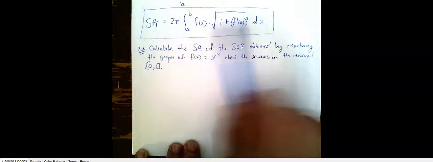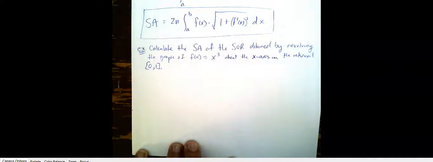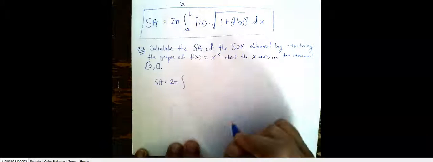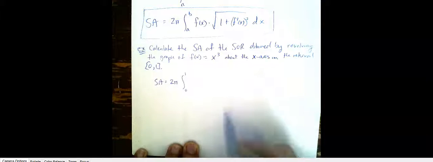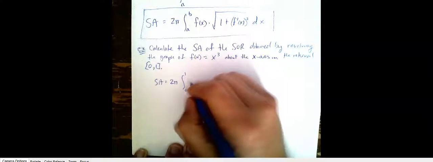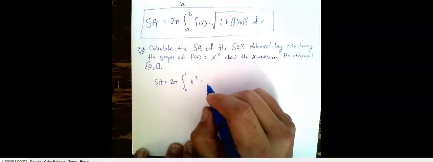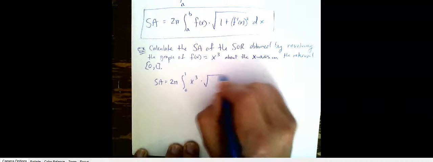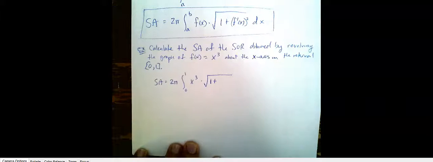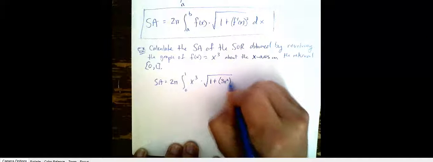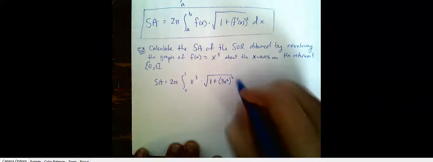So with this, we don't really need to graph anything, luckily, because our surface area formula only depends on the function itself. So we are ready to go with actually integrating this. So our surface area will be 2 pi times the integral from 0 to 1 of the function itself, which is x to the third, times the square root of 1 plus the derivative, which is 3x squared, all squared, dx.